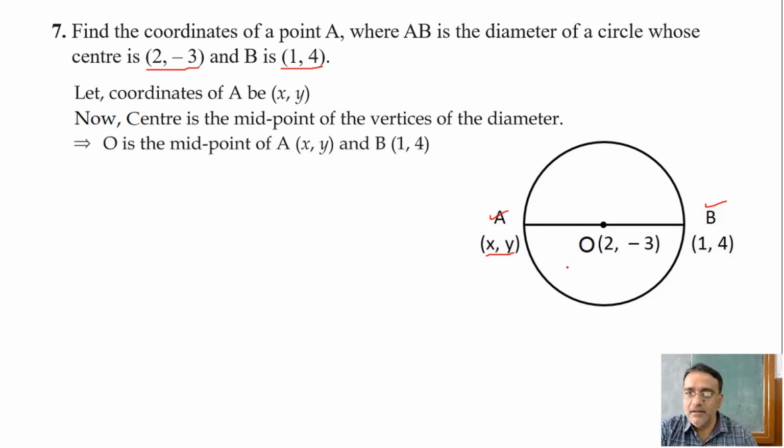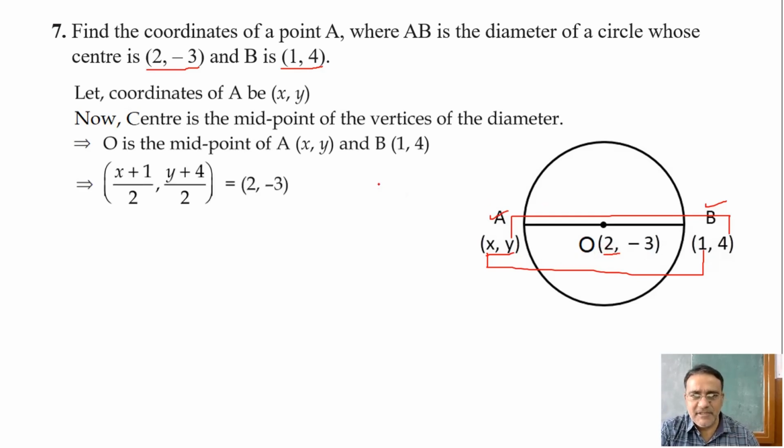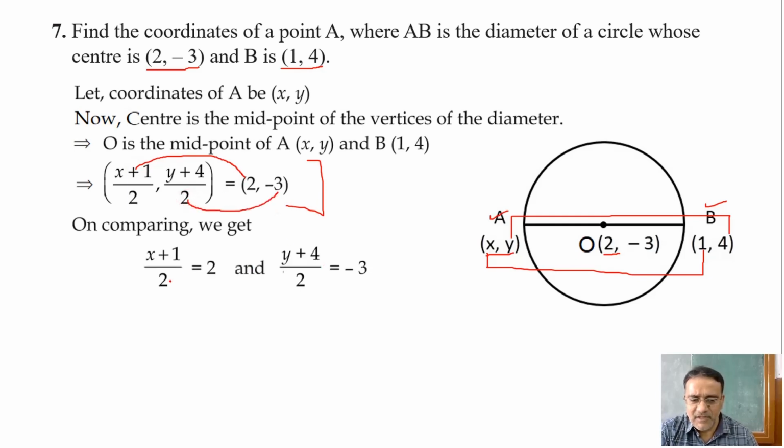How will you find the coordinates of the midpoint? By using the midpoint formula. See, (x plus 1)/2, (y plus 4)/2, and that is equal to (2, -3). So (x plus 1)/2 is equal to 2, (y plus 4)/2 is equal to -3. Whether this step is clear? Yes, sir. On comparing, we will get (x plus 1)/2 is equal to 2 and (y plus 4)/2 is equal to -3. Now simplify.